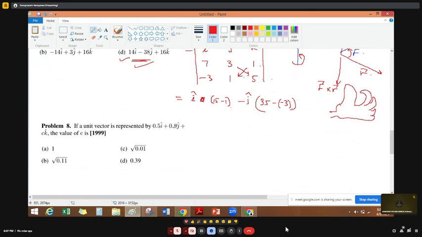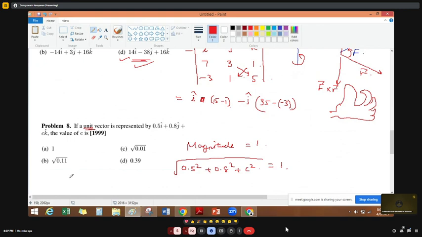Unit vector is represented by this, which means the magnitude is, what is the magnitude? 1, sir. 1. So that means the magnitude is equal to 1. So that means 0.5 squared plus 0.8 squared plus c squared, square root, should be equal to 1. Do this math. Anybody? Quick answer. 0.25, 0.64. So I will get 0.64 plus 0.25, 0.89. 1 minus 0.89, I will get 0.11.